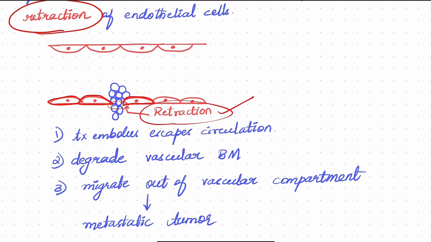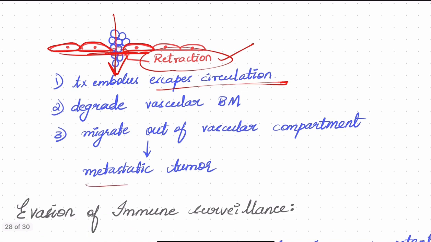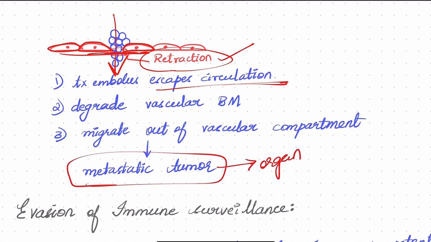Retraction. Now the tumor embolus escapes this blood vessel, escapes the circulation. After coming out of the blood vessel also, it has to break down the basement membrane here. It totally comes out of the vascular compartment. Now it forms a metastatic tumor in its designated organ, the final organ where it has to reach. So this is how the metastatic cascade is complete.